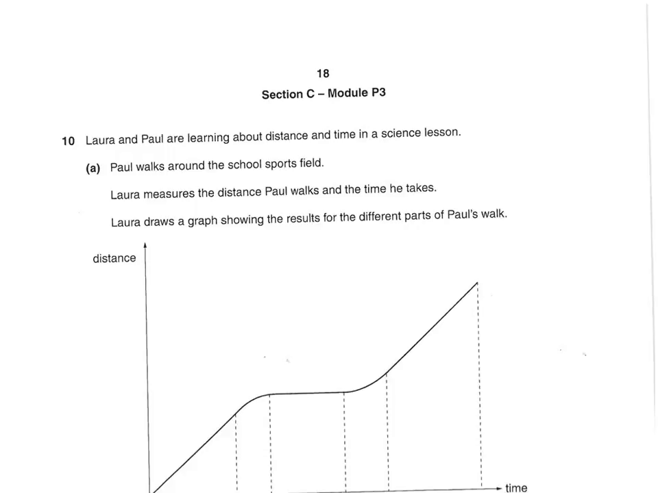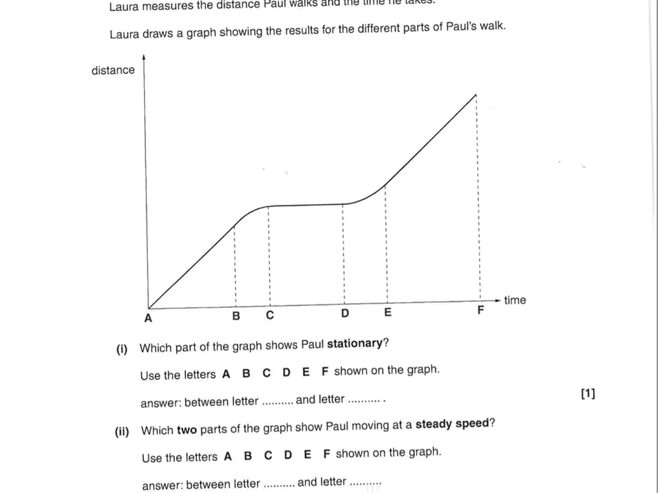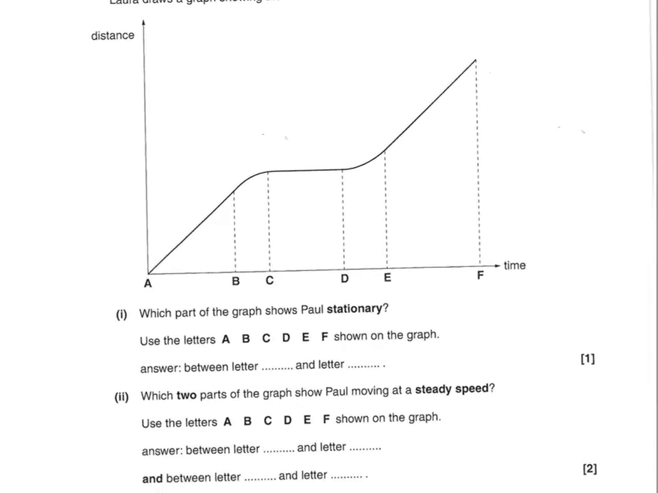So we're on to the final section, the physics section. Laura and Paul are learning about distance and time in a science lesson. Paul walks around the school sports field. Laura measures the distance Paul walks and the time he takes. Laura draws a graph showing the results for the different parts of Paul's walk. There it is. Which part of the graph shows Paul is stationary?